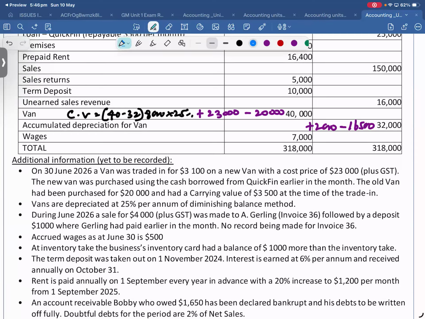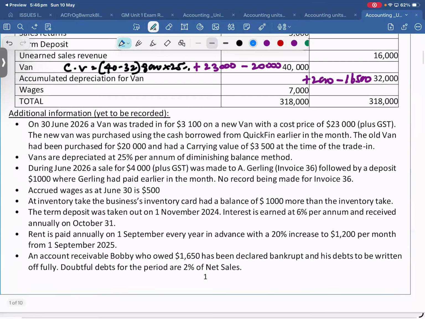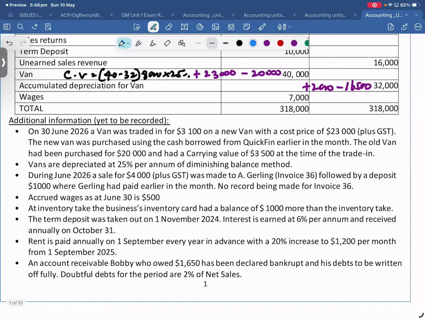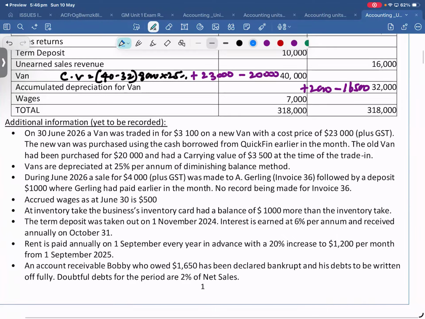Right. How do you do this one? Unearned rent, unearned sales revenue. Unearned sales. Okay. What's the double entry, guys? Unearned. The thing is, 3,000 plus 1,000 or 4,000. That's not tough. Okay. What do you think? I thought it was 1,000.